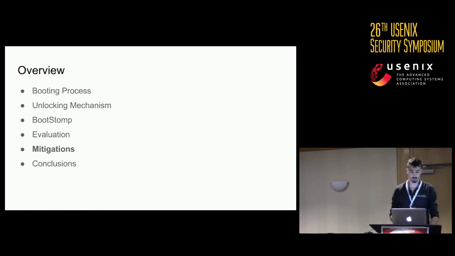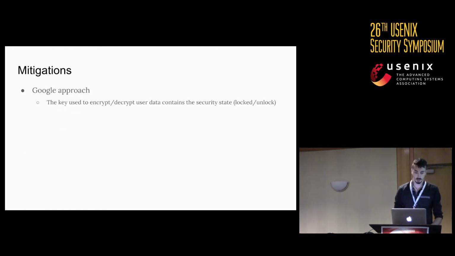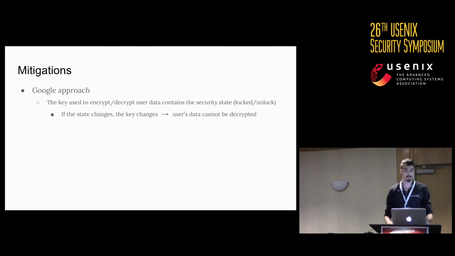OK, let's show some mitigations. A mitigation to the bootloader bypass that Google uses is that the key used to encrypt and decrypt the user data contains the security state, which means locked or unlocked. If the state changes for any reason, the key changes, which means that the user data cannot be read anymore, and the user has to factory reset the phone.